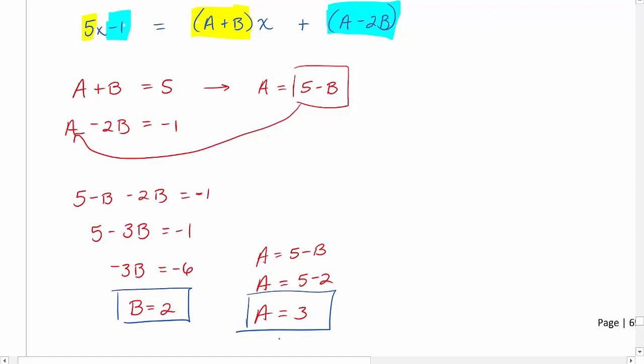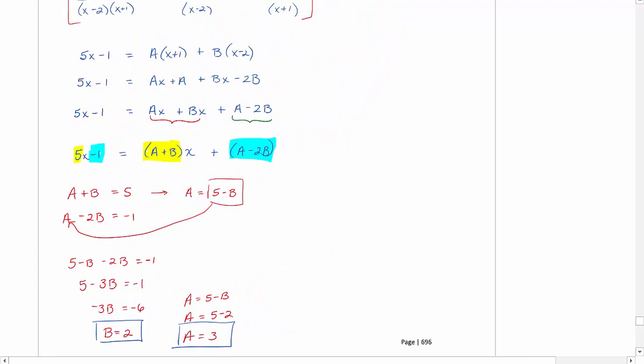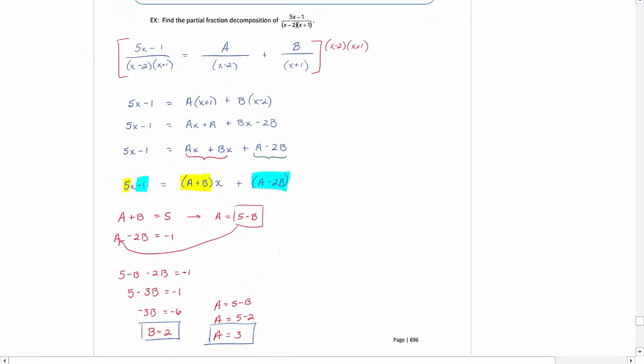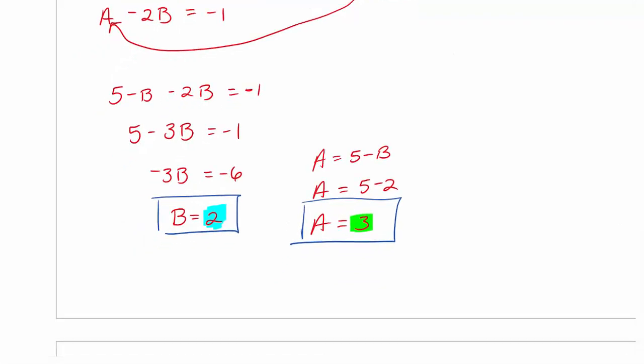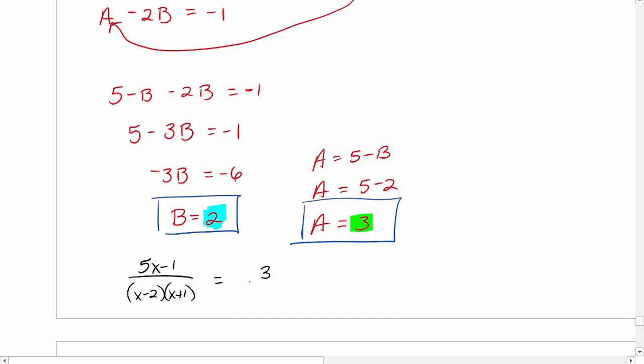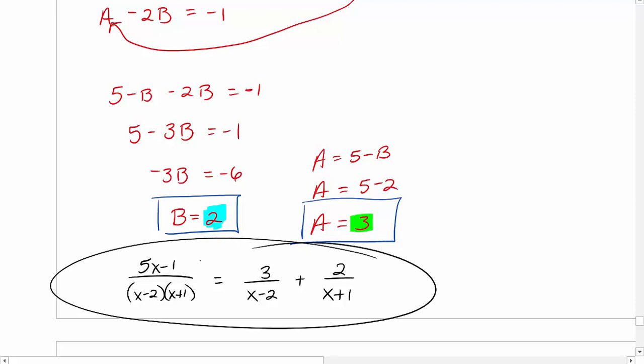Now that we've solved our system, the last thing we need to do is substitute these values that we got for a and b back into our very original statement. So I'm going to take the 3 and plug it in up here for a, and then take 2 and plug it in up here for b. We're not done yet until we actually write out that statement. We get that 5x minus 1 over x minus 2 times x plus 1 is going to be equal to 3 over x minus 2 plus 2 over x plus 1. In our next video, we'll look at what happens when we have a repeating linear factor in the denominator.